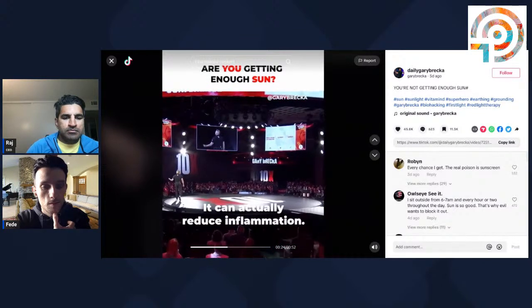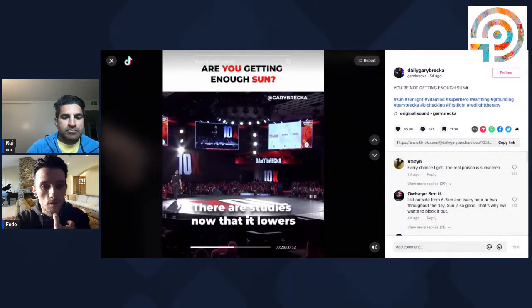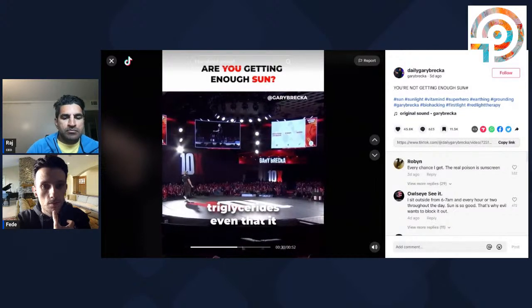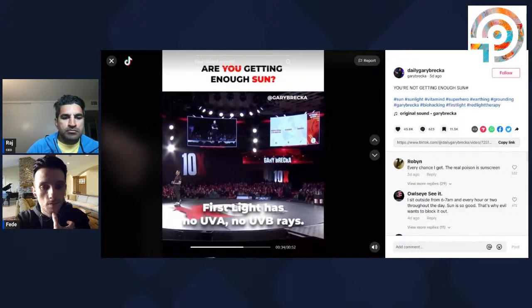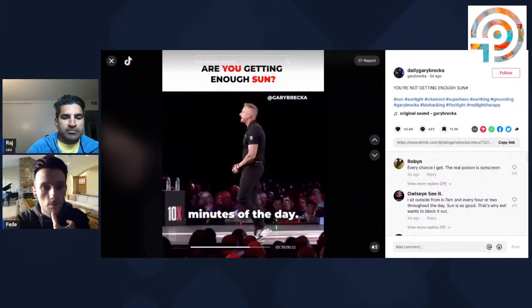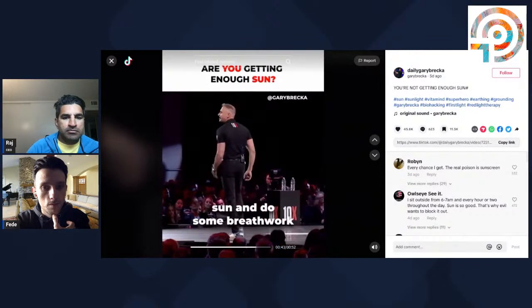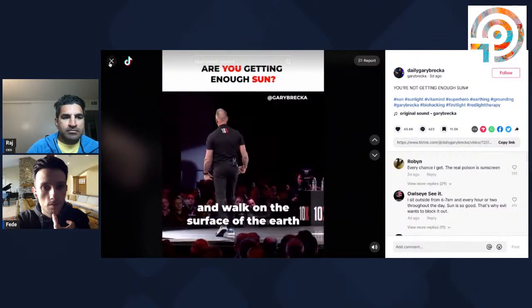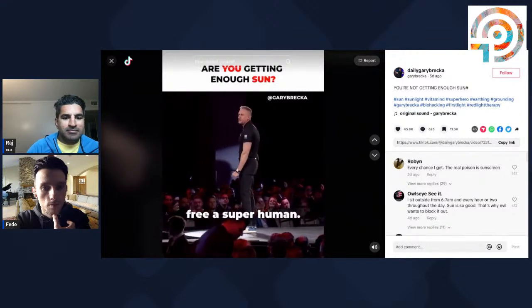state, it can actually reduce inflammation. It can change your cholesterol levels. There are studies now that it lowers triglycerides, even that it has shrunken glioblastomas. Clinical studies. First light has no UVA, no UVB rays. There's nothing harmful in the first 45 minutes of the day. So get up with the sun and get out where you can see the sun and do some breath work and walk on the surface of the earth and start your pathway to becoming for free a superhuman.